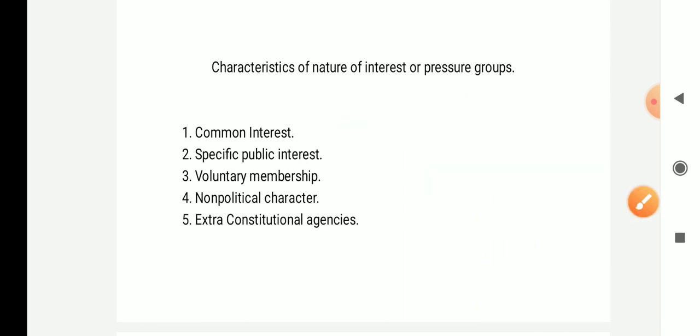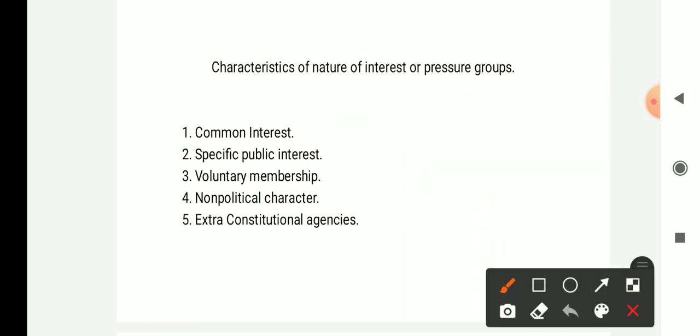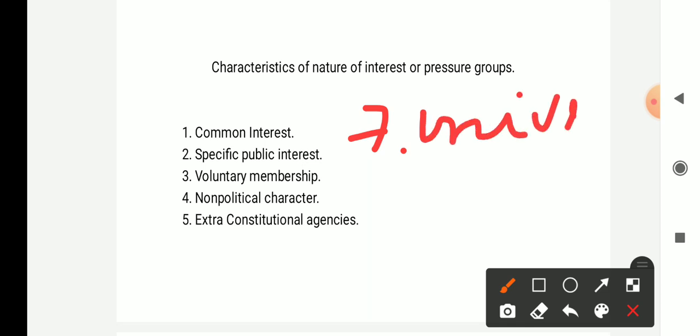Along with this, another character is universality.